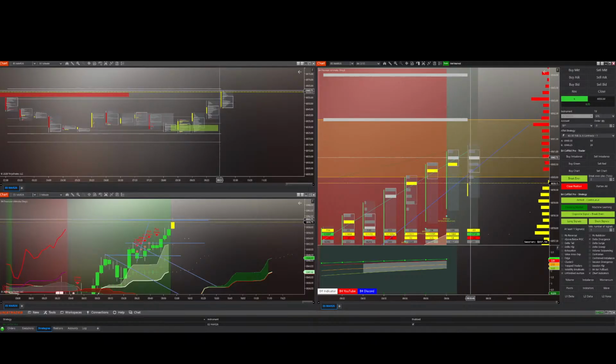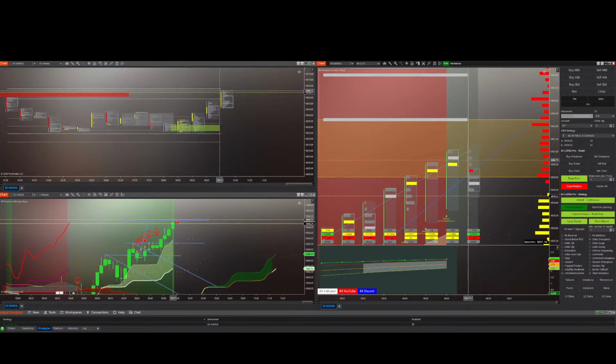Notice what happened here. Stop filled. When those points of control line up together on the same level, it's time to guard that. It may still continue, but if you're scalping, that's time to say guard.